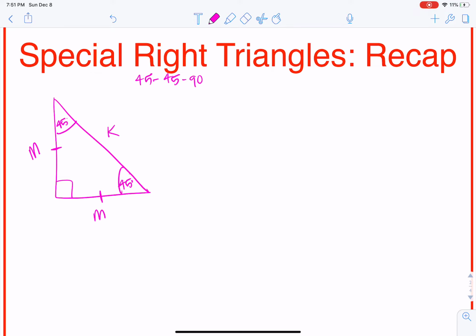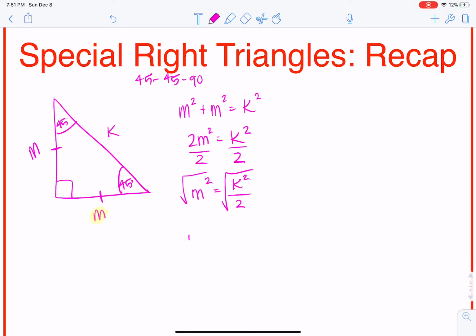and my hypotenuse is labeled K. So based on my Pythagorean theorem, I know that m squared plus m squared is equal to k squared. And I can simplify this into 2m squared is equal to k squared. Let's come up with a ratio for this side m right here. So let's solve this for m. I can divide both sides by 2 and get that m squared is equal to k squared over 2. I can take the square root of both sides and get that m is equal to the square root of k squared over 2. So this will leave me with k over the square root of 2.